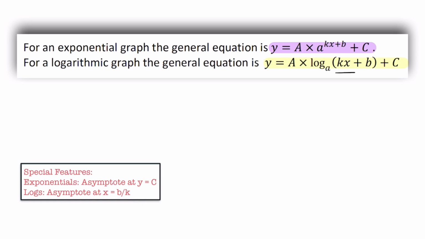Why we say that is because, as always, you need to make sure you pull out any number that's in front of the x so that you can see the true translation. So make sure anything in front of the x comes out, and that'll show you your asymptote.